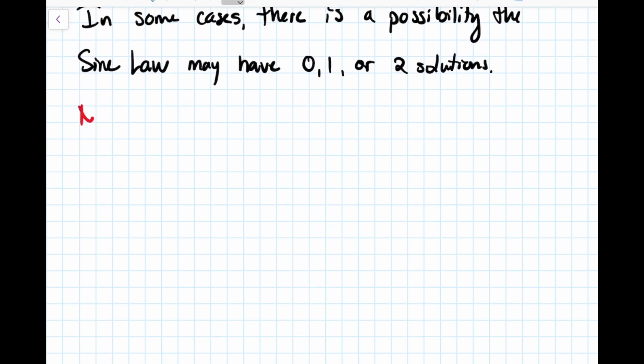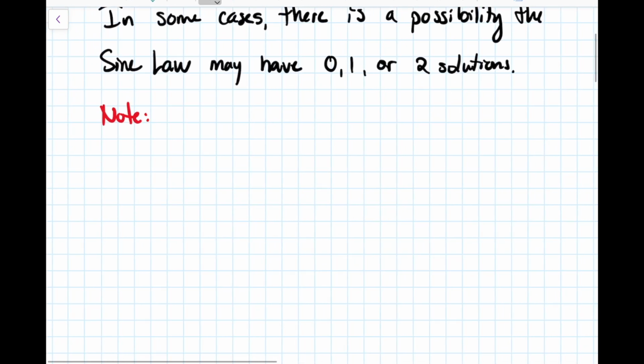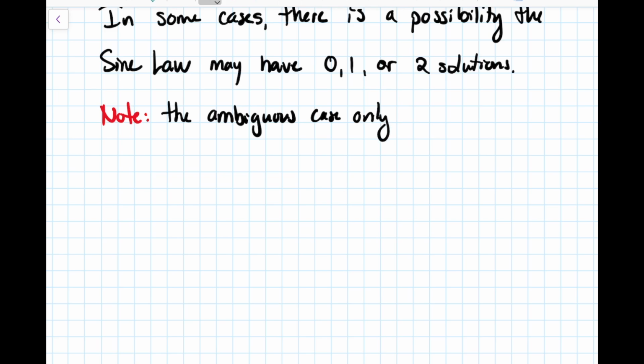Before we get into this too much, a quick note. The ambiguous case only occurs when you have 2 sides and 1 angle. So if you have 2 angles and 1 side, you're automatically just going to have 1 solution and everything's easy and happy and great. It's when you have 2 sides and 1 angle that you have to actually put some thought into this.